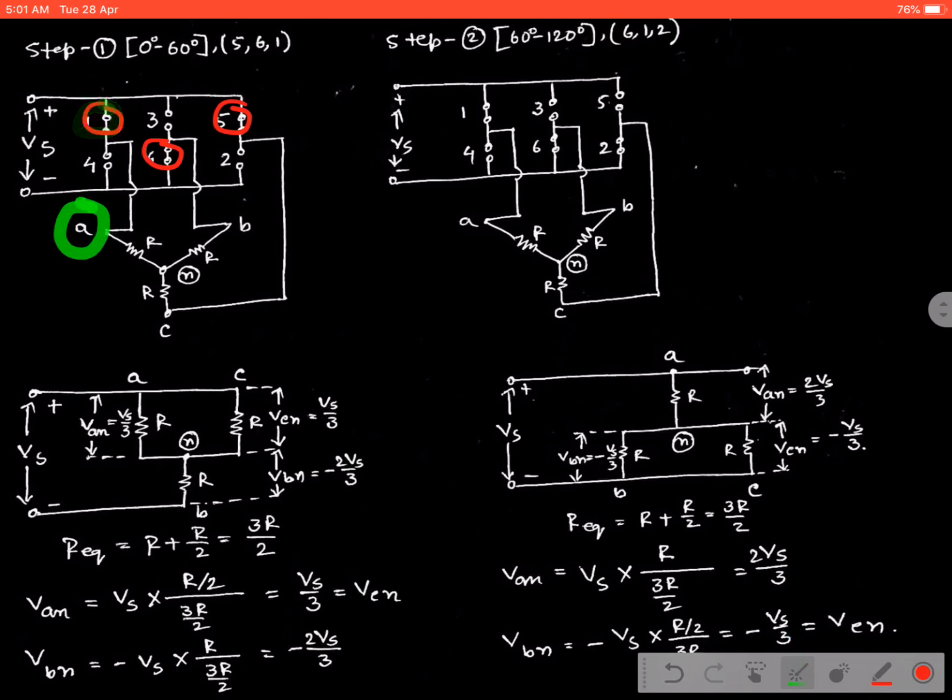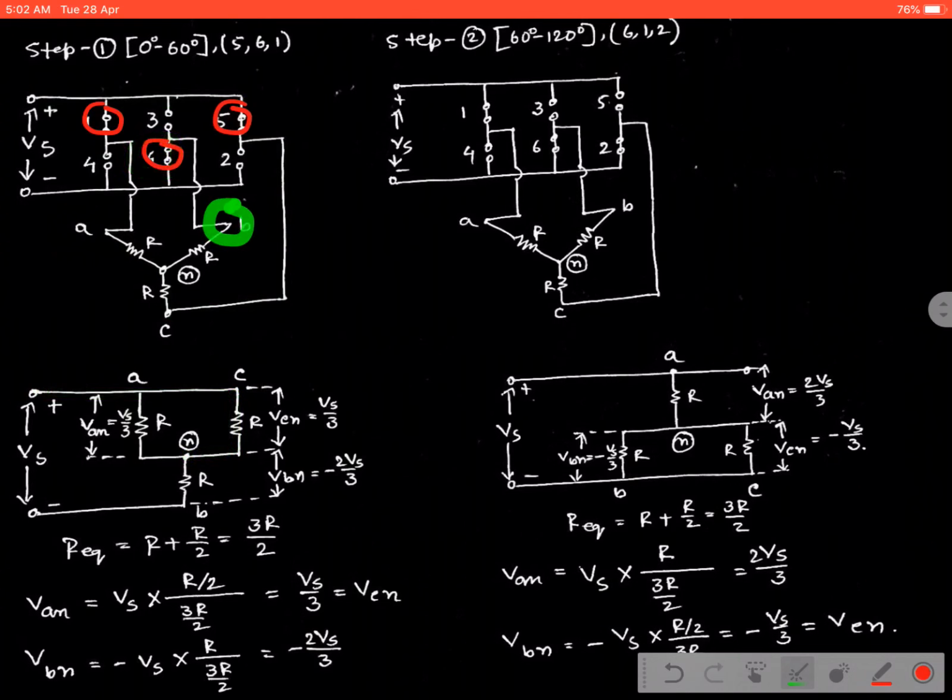Through switch 5, the positive terminal of the supply is connected to point C, then through the load and neutral point. Similarly, point C is connected through switch 5 to the supply and then through the load to the neutral point. Similarly, when switch 6 is on, then point B is connected to the negative terminal of the supply and through the load to the neutral point. That is why B is connected to the negative terminal of the supply through the load and neutral point.